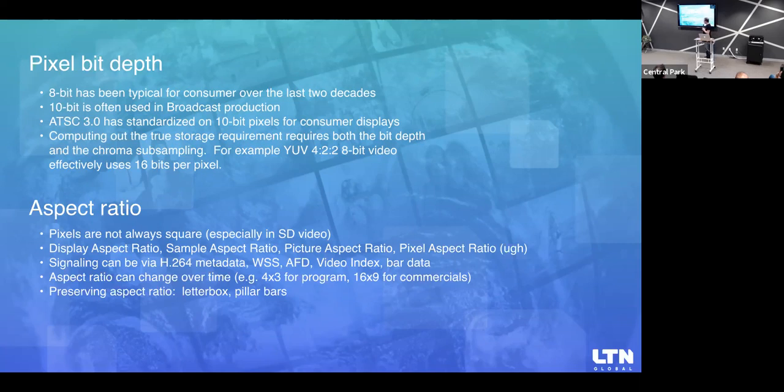The other thing about aspect ratio: letterboxes and pillar boxes. Everybody knows what letterboxing is because you've all watched DVDs in the last 20 years. Pillar boxing is the exact opposite, where you take 4:3 video and you show it on a 16:9 TV, and you've got black bars on the left and right.